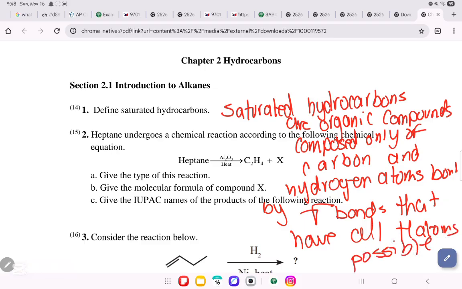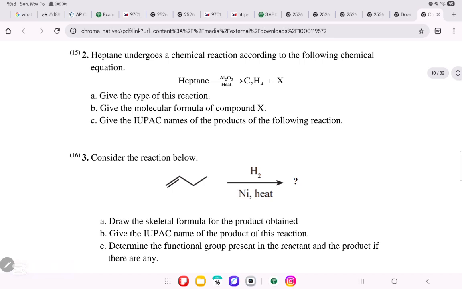So in the AS, if they asked you to define saturated hydrocarbons, you would say saturated hydrocarbons are organic compounds composed of carbon and hydrogen atoms bonded by sigma bonds that have all hydrogen atoms possible. We'll move on to question number 2.